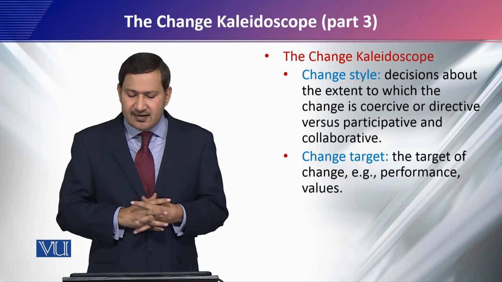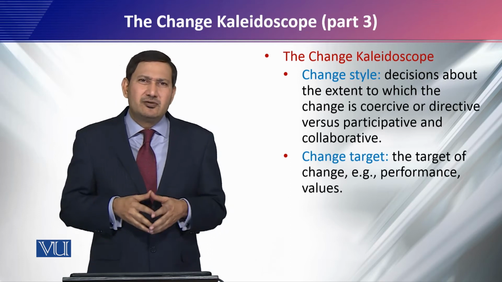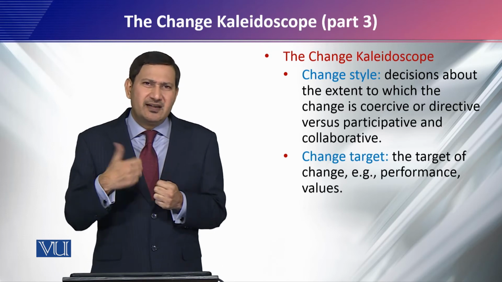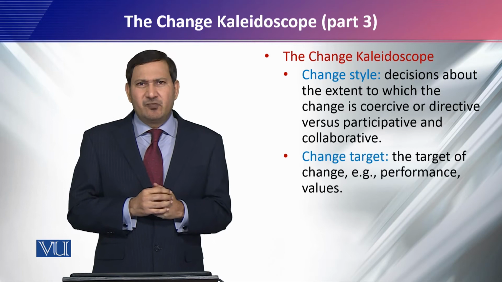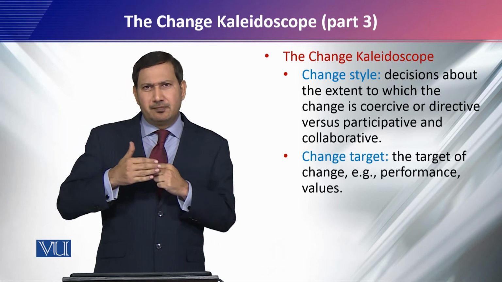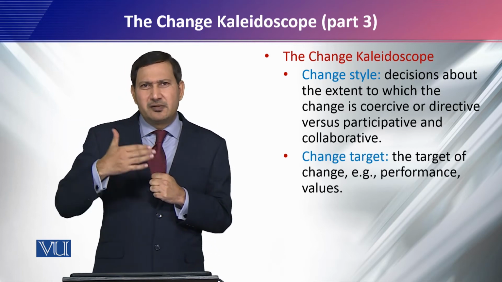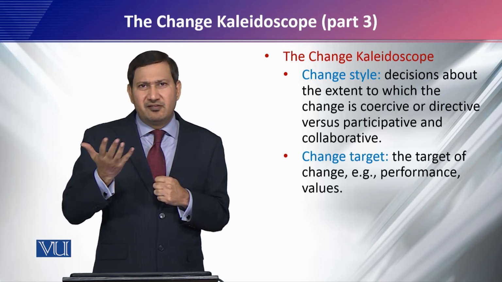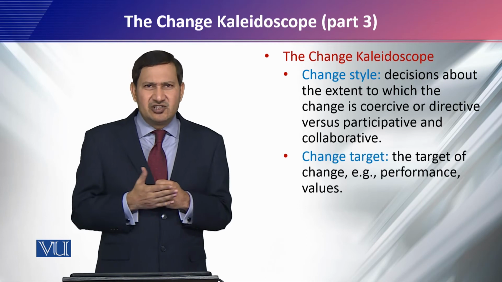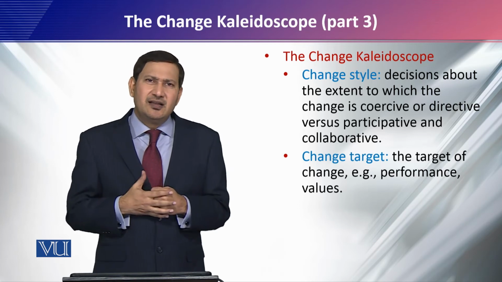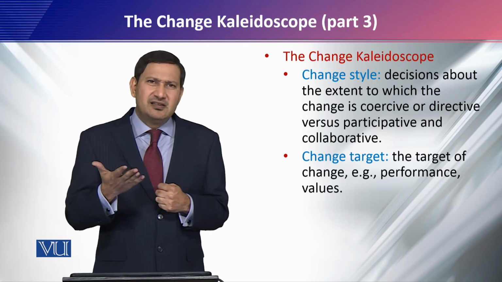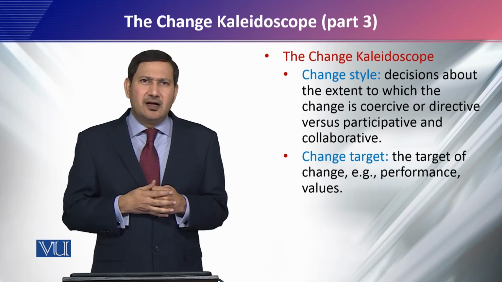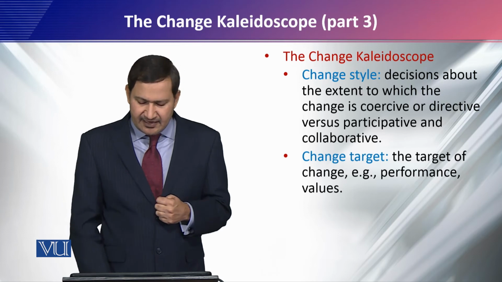Change target, the target of the change, for example, performance and values. Based on the kaleidoscope contextual factors, you might have realized that rather than directly focusing on the performance of the employees or performance of the organization, we should focus on the values. If the values are changed successfully, it might indirectly facilitate enhancing the performance. So this is also another key area.